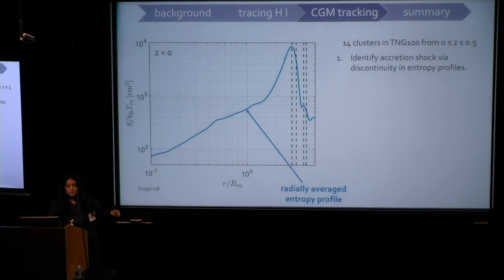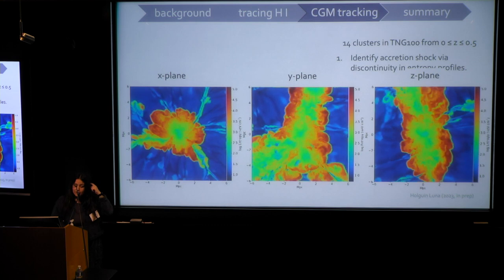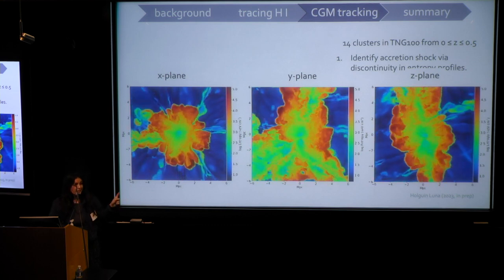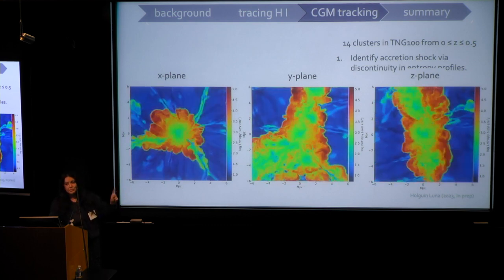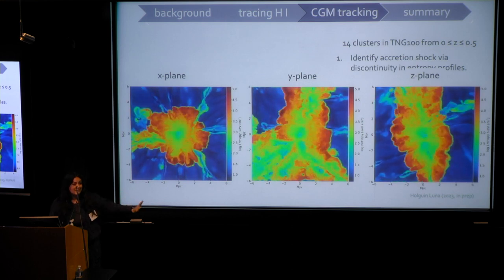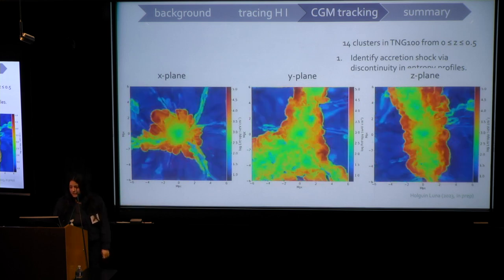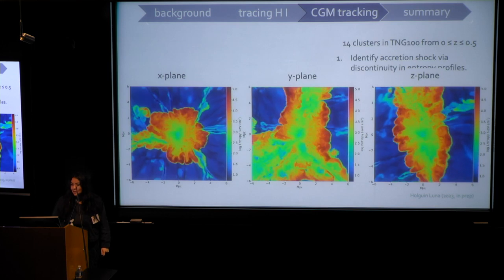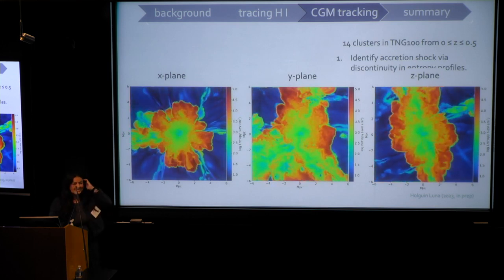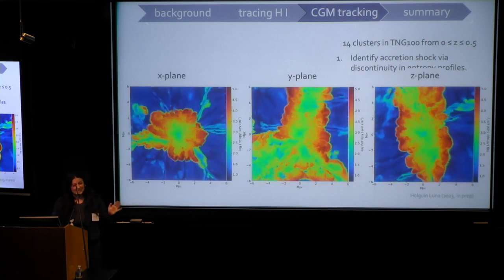You might remember this plot from earlier. This is showing that radially averaged entropy profile. This is typically how people identify the location of the accretion shock in simulated clusters. However, this is all the same cluster from different points of view. In the x-plane, y-plane, and z-plane, you can see that radially averaging might not be the best way to arrive at a single value for the location of the shock.